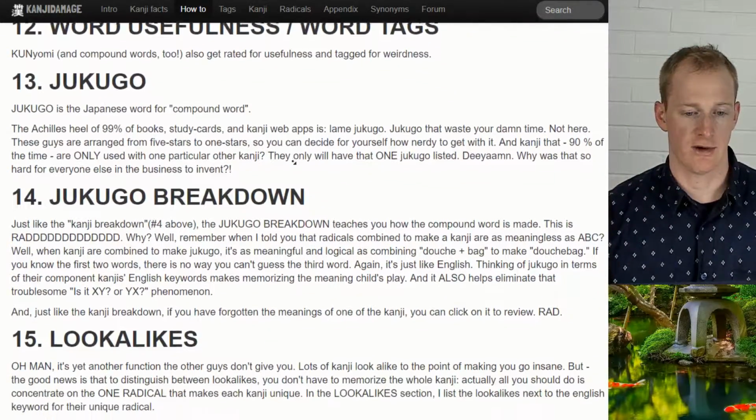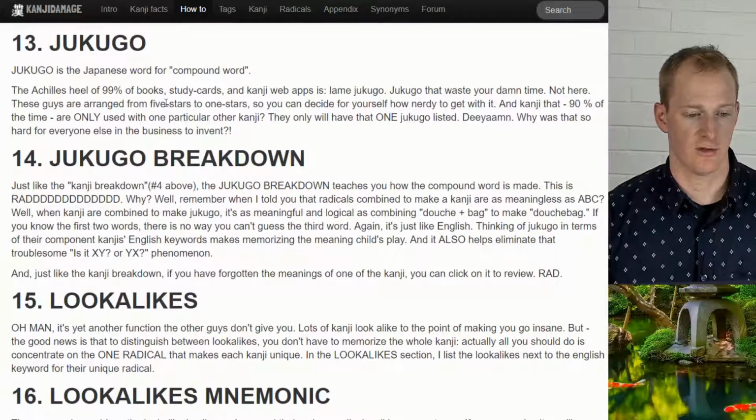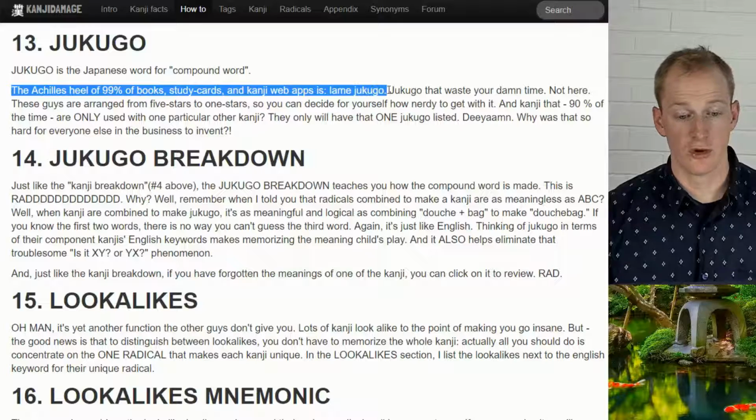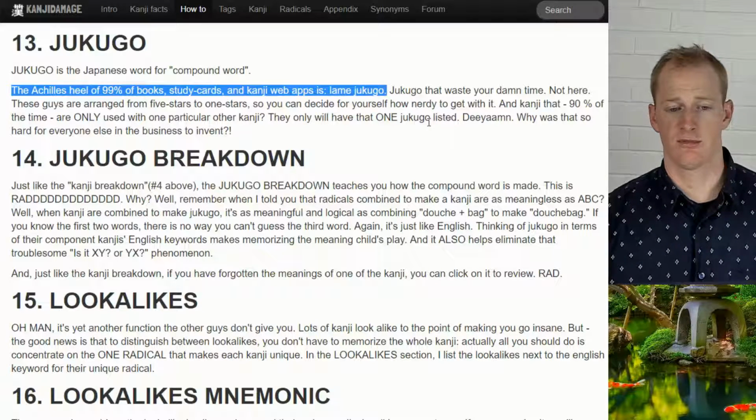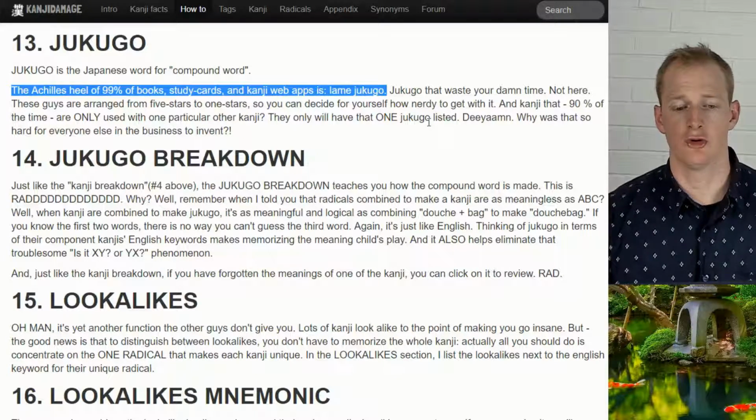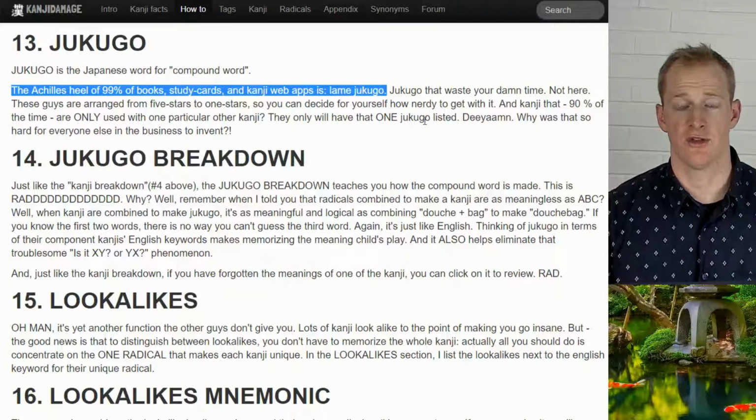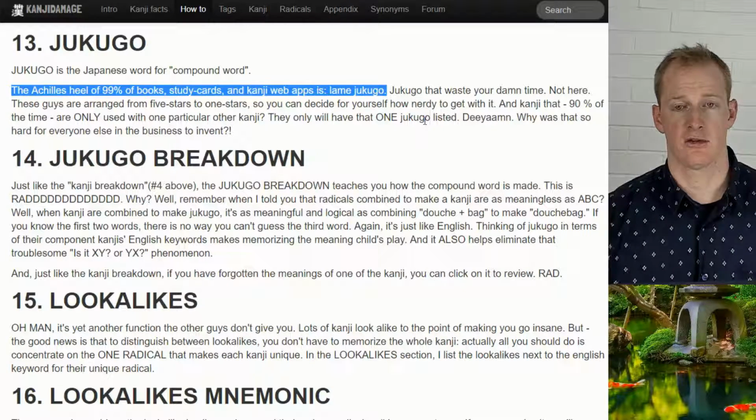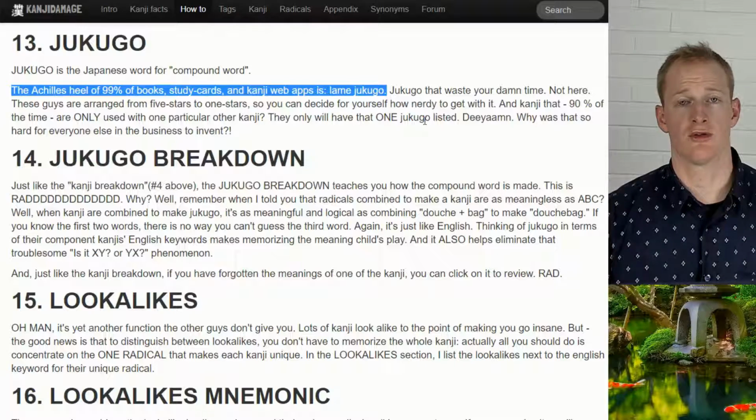Usefulness, so these are the star rating, tag for weirdness, this kind of stuff. Jukugo, compound words. And again, this is a really big issue. Textbooks teach you these jukugo, which you're just never ever going to use. They're just so rare and so silly. Why would you ever need to know them?